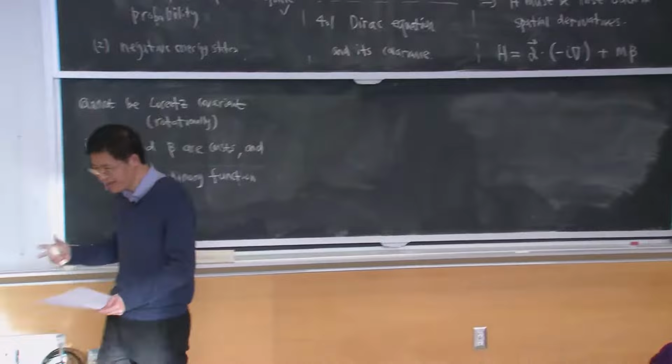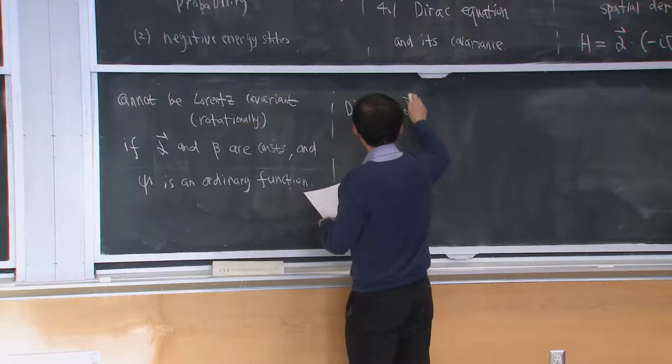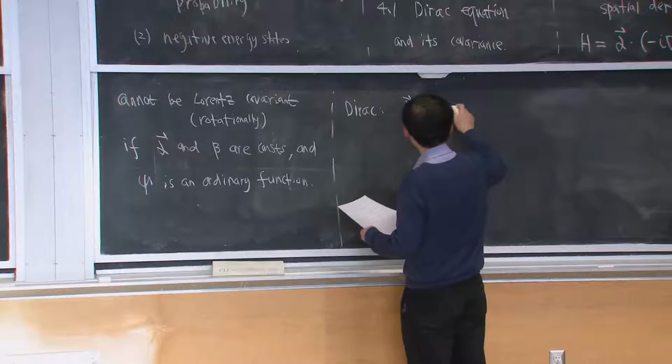He reasoned: if this is constant, which does not work, then let's make alpha and beta matrices.